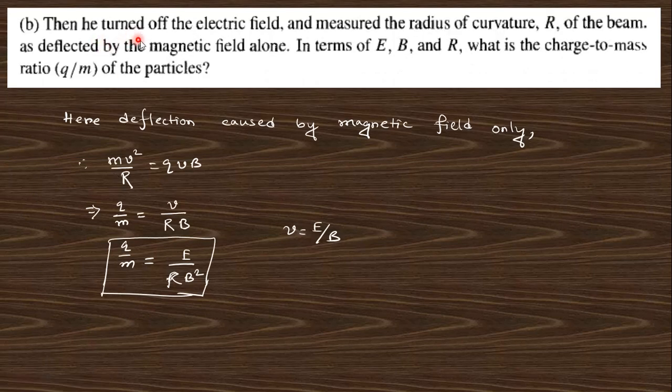Next, he turned off the electric field, so the electric field will be 0, and measured the radius of curvature. Due to the magnetic field only, circular motion arises. So the centripetal force of the circular motion is mv square by r, which is supplied by the magnetic force, that is qvB. Comparing these two you will get the value of q by m, which is E by rB. Put this value of v, you will get E by B squared r. So just putting this value you will get this answer. Clear? Next question.